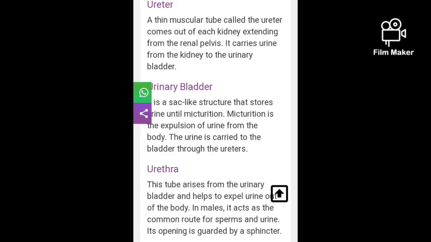Now more about the structure you can read in the book itself, children. Ureter. A thin muscular tube called the ureter comes out of each kidney extending from the renal pelvis. It carries urine from the kidney to the urinary bladder.